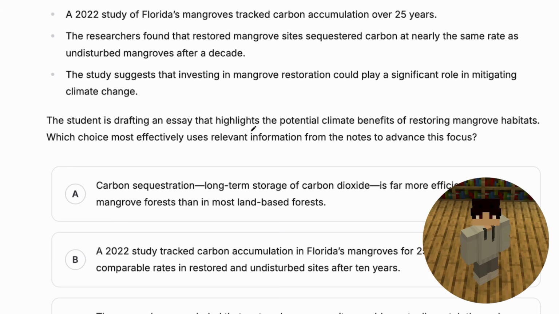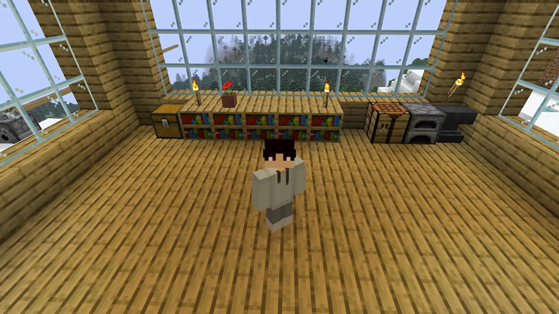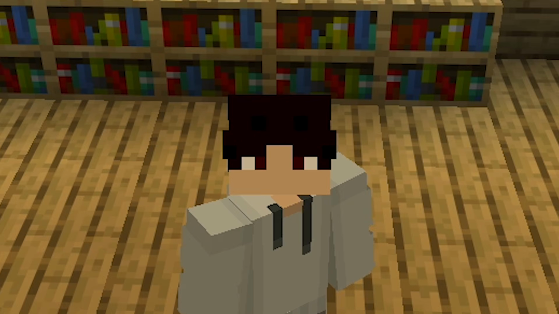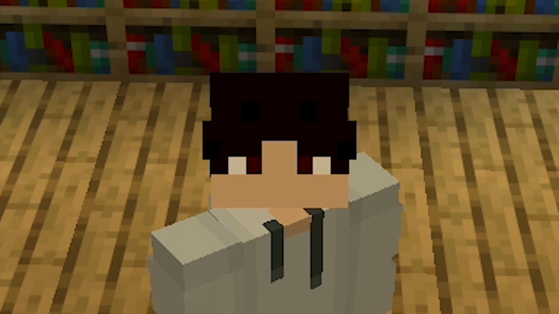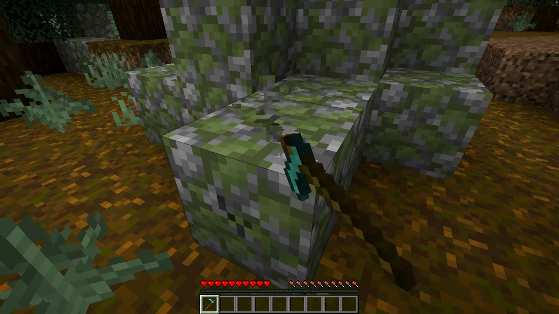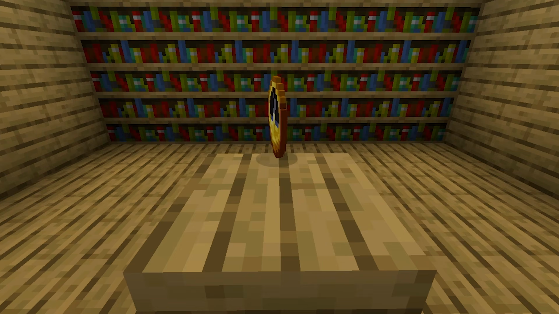The student is drafting an essay that highlights the potential climate benefits of restoring mangrove habitats. Which choice most effectively uses relevant information from the notes to advance this focus? Before I even look at the choices, I need to make absolutely positively 100% sure that I understand what the question is asking for. If I start looking at these choices without knowing for sure what is being asked, there's a very high chance I'm going to mess something up, or I'm just going to get distracted by a shiny object and go for a choice that's completely 100% wrong.